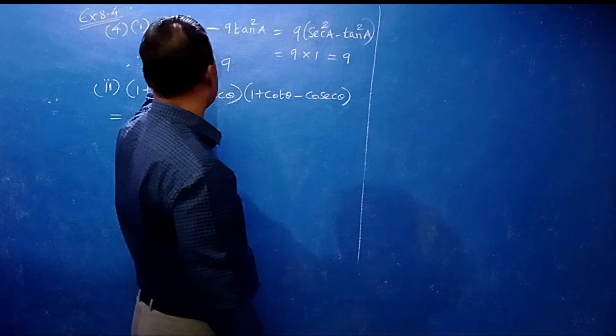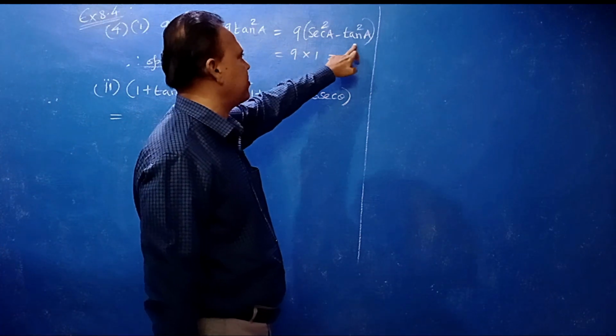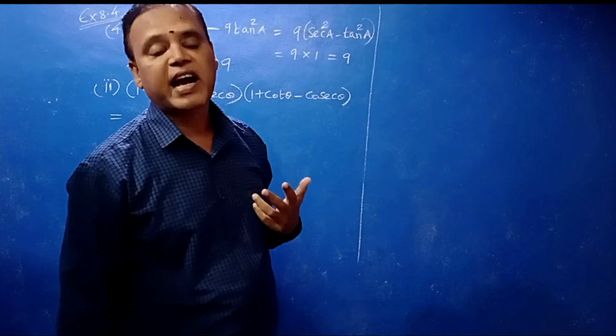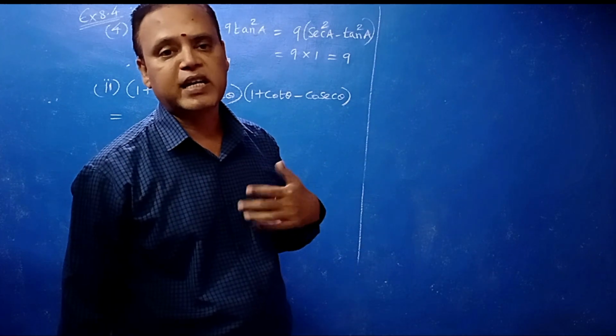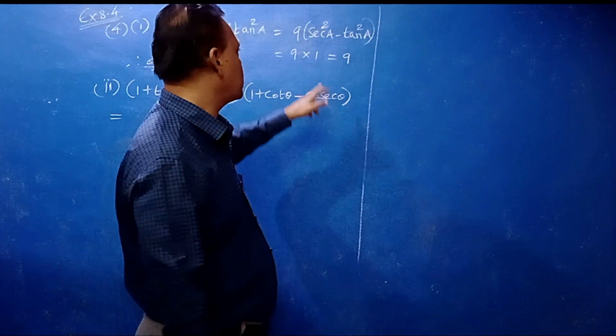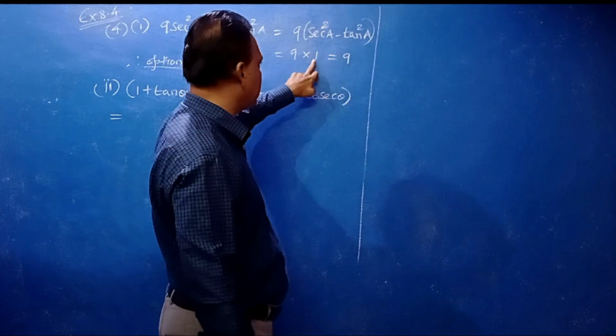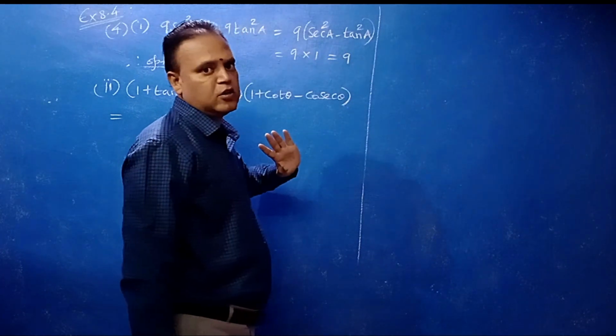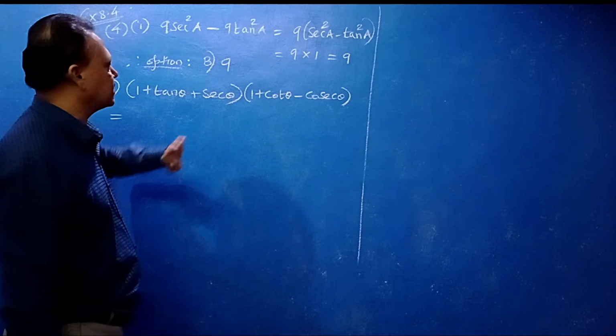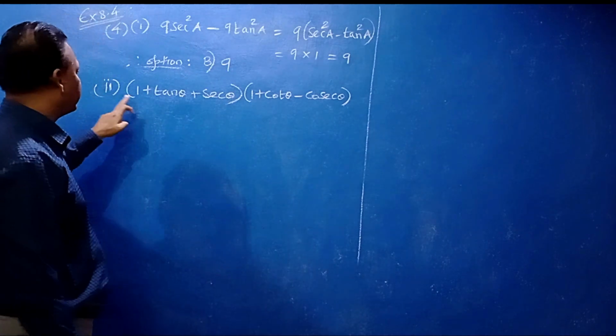So here you take 9 common, which means secant squared a minus tan squared a. We are getting the identity: secant squared theta minus tan squared theta is 1. So secant squared a minus tan squared a is 1. So 9 into 1 is 9. So option B is correct, 9.